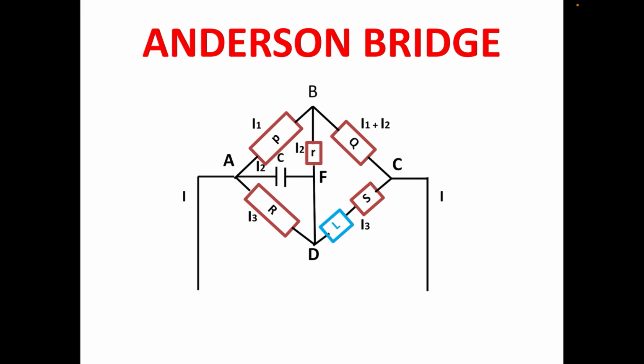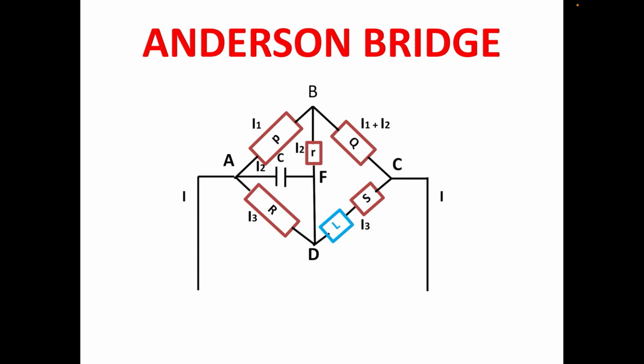At junction point A, current I from source is divided into three parts, I1, I2 and I3. Current I1 flows through resistance P, current I2 flows through capacitor C and then through resistance R. Current I3 flows through resistance capital R and then passes through coil L and resistance S.